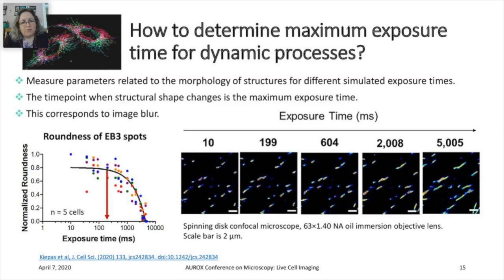So this experiment was done on 5 cells, so each color represents data from a single cell, and using this technique of making these images of pseudo long exposure time. And you can look at where basically the curve starts to decay, or the roundness starts to decrease, showing that the structures are becoming more elongated. And you could say an exposure time for this process of about 400 milliseconds is probably as long as you can go in order to measure this process without having image artifacts.